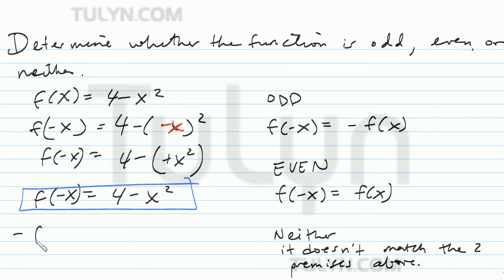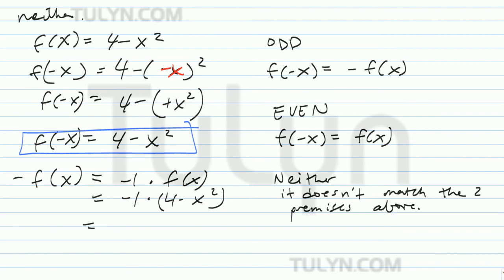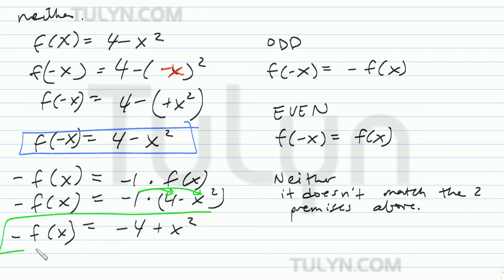Now what is negative f of x? That's going to be negative 1 times your function, so negative 1 times 4 minus x squared, and just distribute it evenly. Negative 1 times 4 is negative 4. Negative 1 times negative x squared is positive x squared. So negative f of x is going to be negative 4 plus x squared.